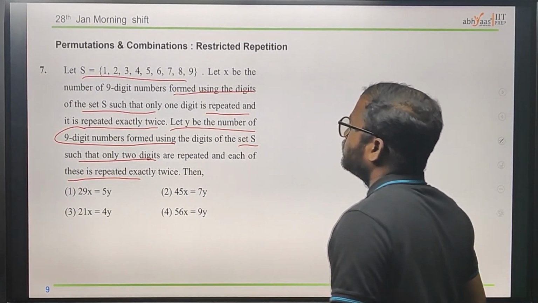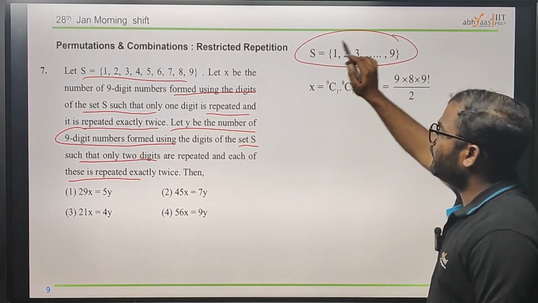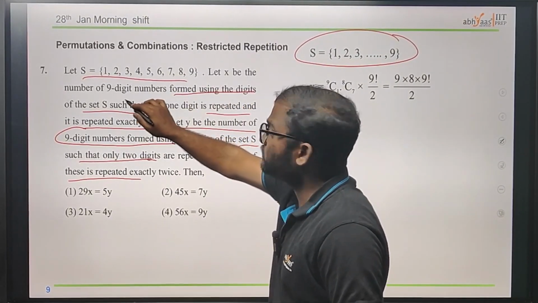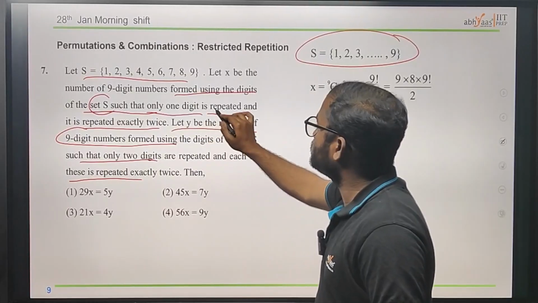See here, they are given 9 digit numbers. Just from the 9 digit elements, we are seeing the 9 digit numbers formed using the digits of set S such that only one digit is repeated.